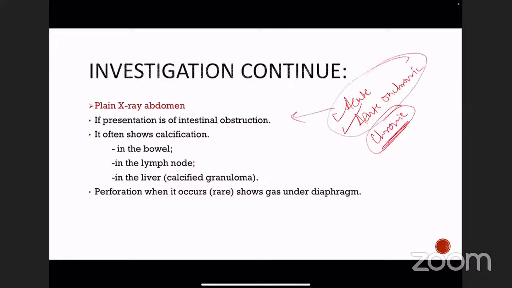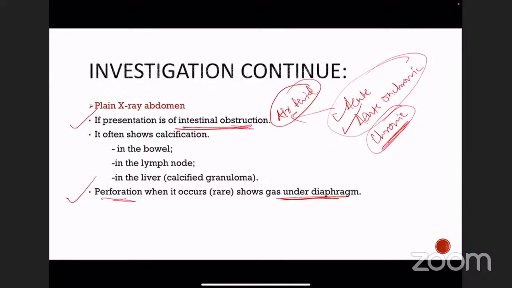As I said, intestinal obstruction and perforation, these two main things can make a patient come acutely with an acute presentation. To rule out those two things, multiple air fluid levels will be seen in an intestinal obstruction case, and there will be gas under the diaphragm in a perforation case. So for these two things, we get a plain X-ray done immediately when the patient comes, right?